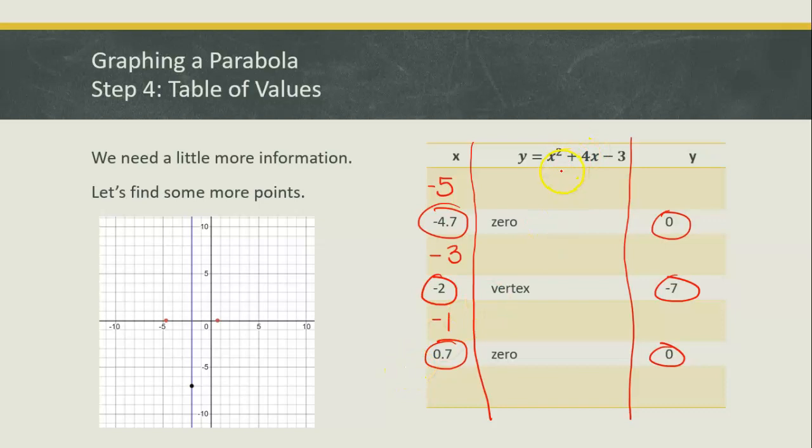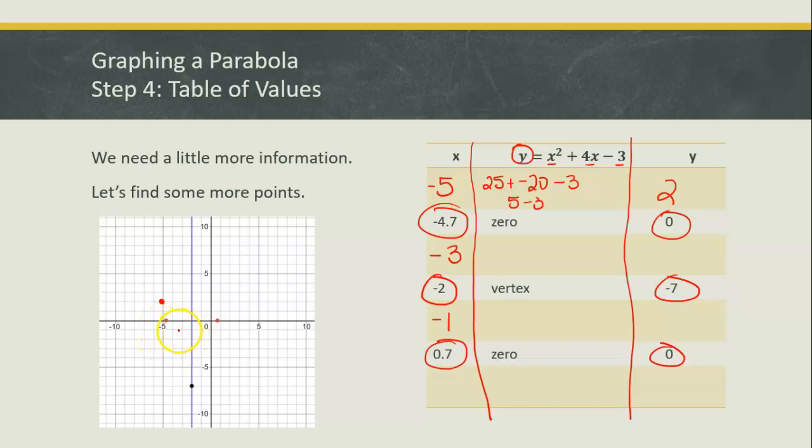So let's try our negative 5 first. Remember, this equation tells me how I can substitute in x and get y. So what I'm doing is replacing x with negative 5. So this becomes negative 5 squared, which is 25, plus 4 times negative 5, which is negative 20, minus 3. 25 plus negative 20 is 5. 5 minus 3 is 2. So that becomes negative 5 comma positive 2.